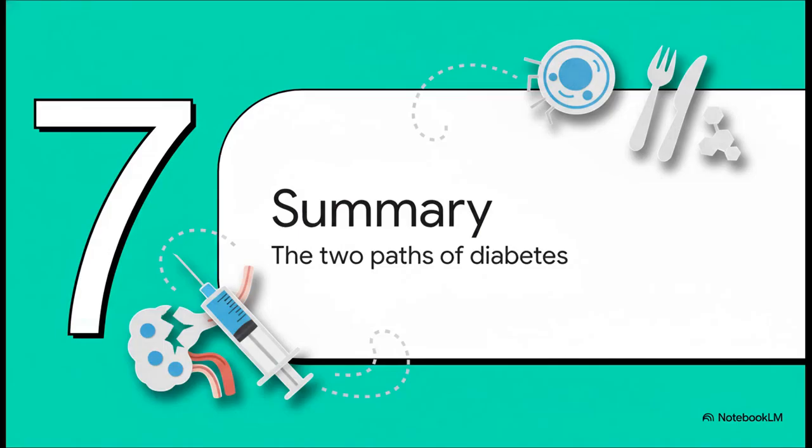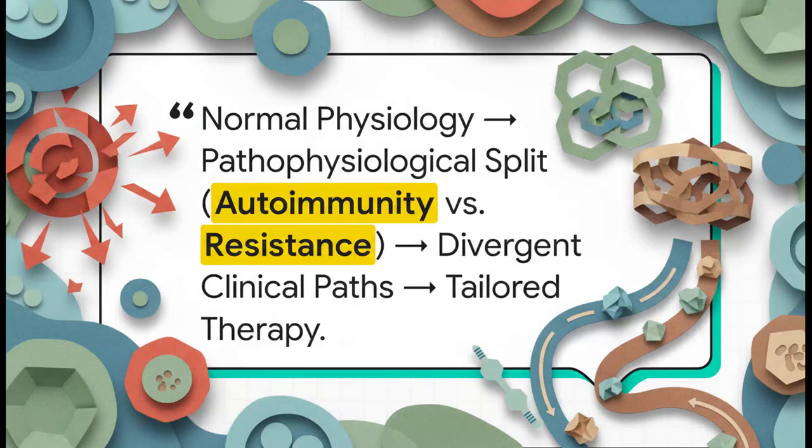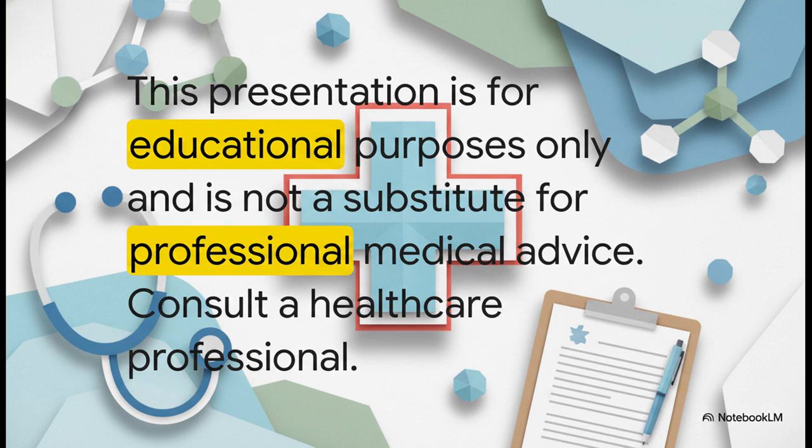All right, let's bring this all home and summarize the two very different paths of diabetes. We started with a state of normal glucose control. Then we saw that critical split, an autoimmune attack causing absolute insulin deficiency in type 1 versus cellular resistance and eventual beta cell failure in type 2. This fundamental split creates two completely different clinical journeys for our patients, which in turn demands two very distinct, logically tailored treatment strategies. By really understanding this entire cascade, all the way from the cell to the clinic, we can provide the best possible care for our patients.